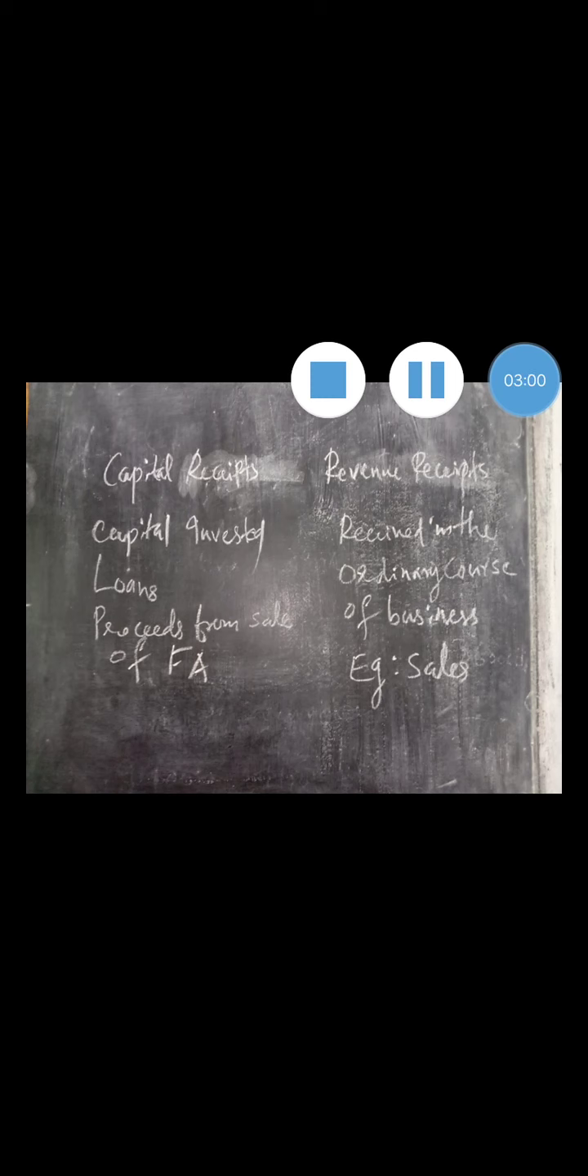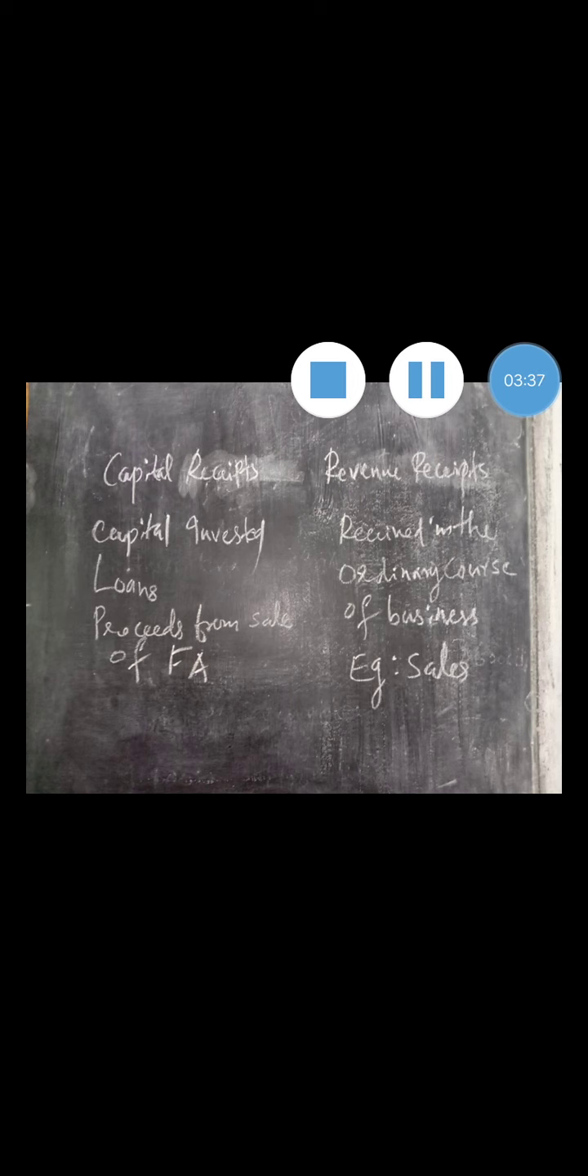Capital receipts of a business concern denotes capital invested in the business. Proceeds from loans and proceeds from the sale of fixed assets, etc. can be treated as capital receipts. Means these items do not arise from the normal trading activities of the business. The example is clear now. Capital invested, proceeds from long-term loans, proceeds from the sale of fixed assets. That is what capital receipts are.